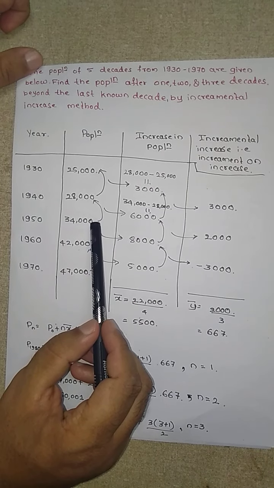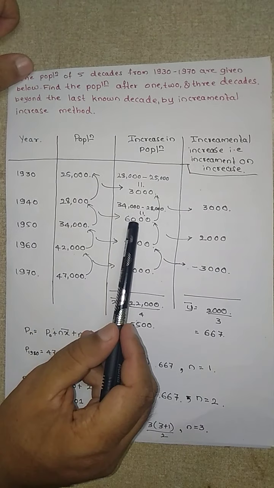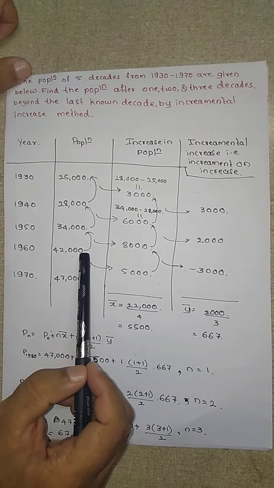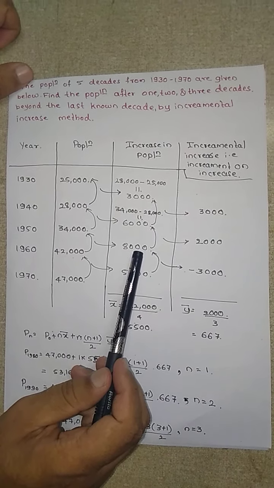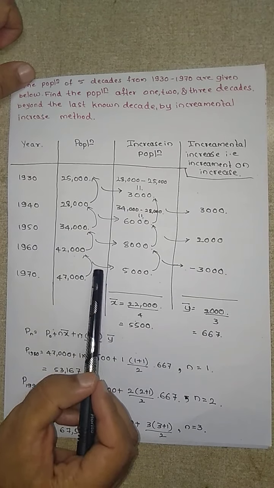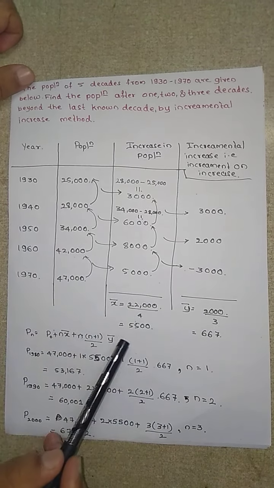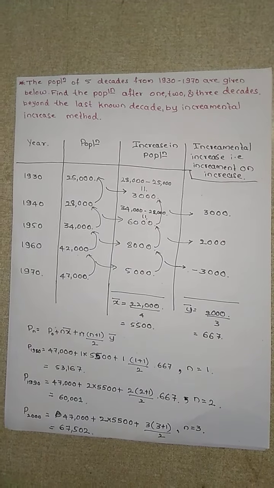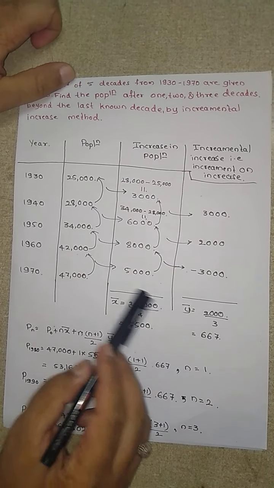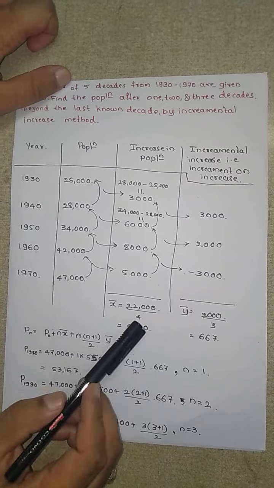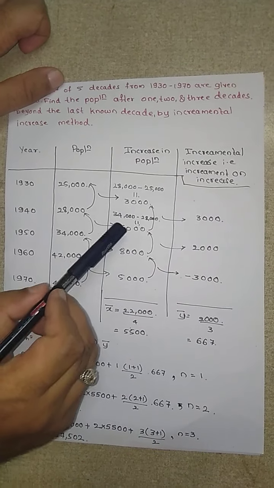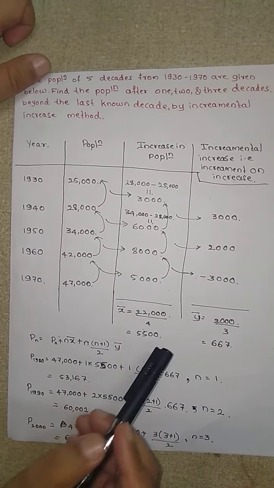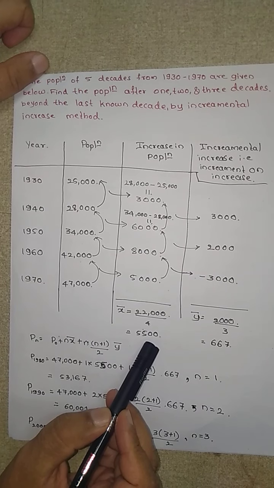Then again for the next decade, 34,000 minus 28,000, we have got it as 6,000. Then 42,000 minus 34,000, it is 8,000. 47,000 minus 42,000, we have got it as 5,000. Then we have done the addition of this, that is nothing but x bar, this 22,000 is the addition of these. How many decades have we calculated? 1, 2, 3, 4. So we have divided it by 4. Then we have got the answer for x bar as 5,500.